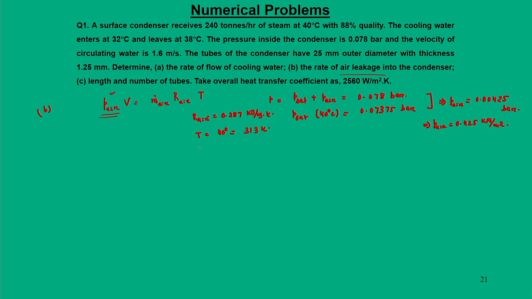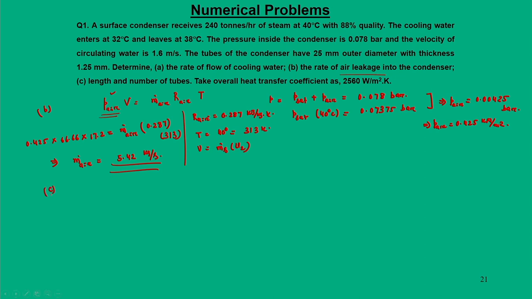The volume is already calculated, that is m dot s into V2. So, putting in these numbers, we get 0.425 into 66.66 into 17.2 is equal to m dot AR, which needs to be calculated, times 0.287, that is RAR, into 313. This will give you the rate of air leakage as 5.42 kg per second. So, this solves the second part of the problem.